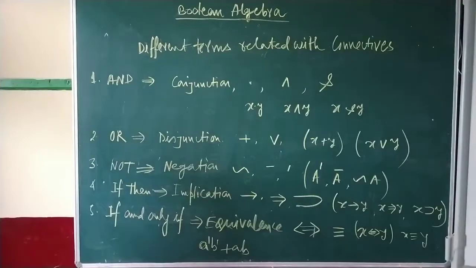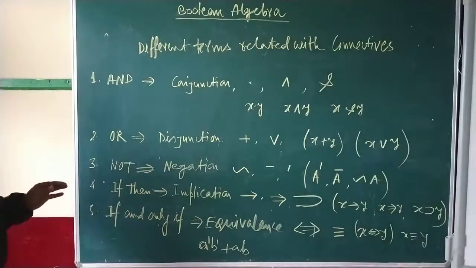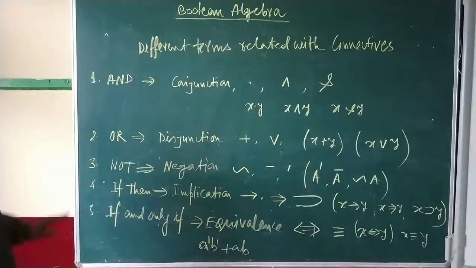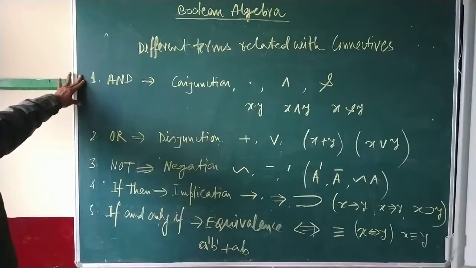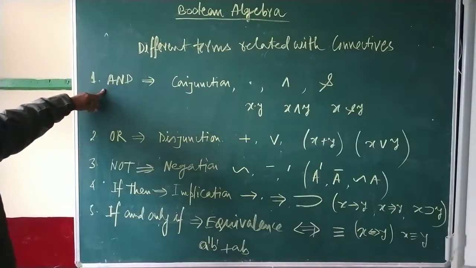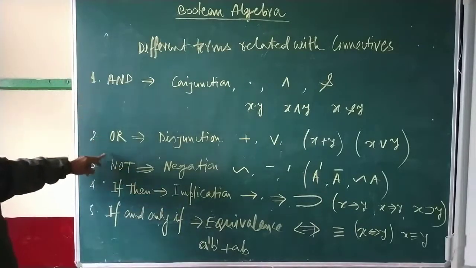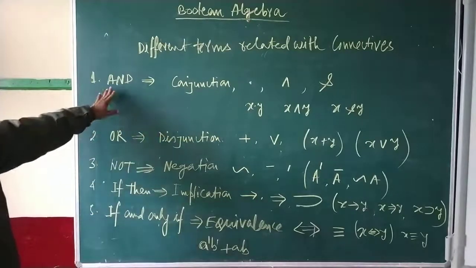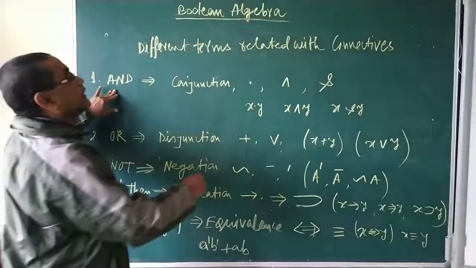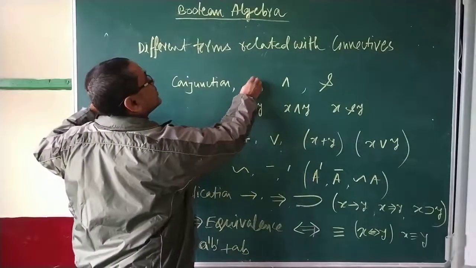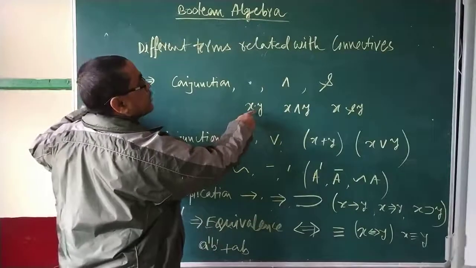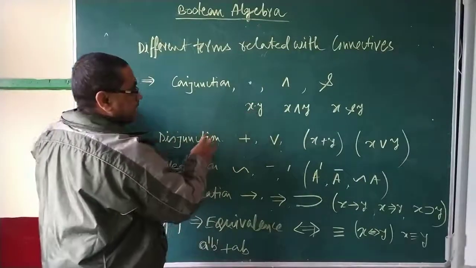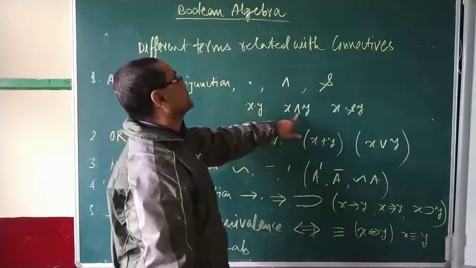Now you see different terms related to connectives. There are different connectives, as I already told you. A connective is present between the two parts of your expression. It can be and, or, not, then if then and if and only if. We are already familiar with and, or, not. Now you see the symbols for and. So far I have used only this symbol for and, like x dot y means x and y.